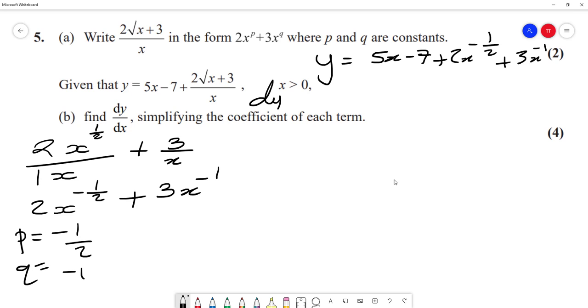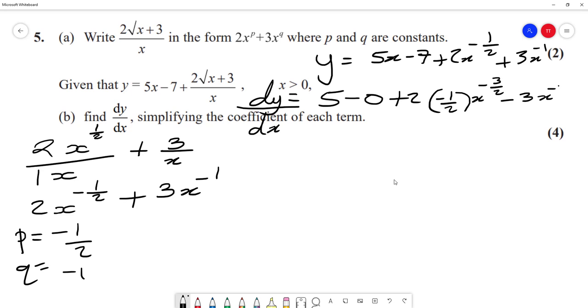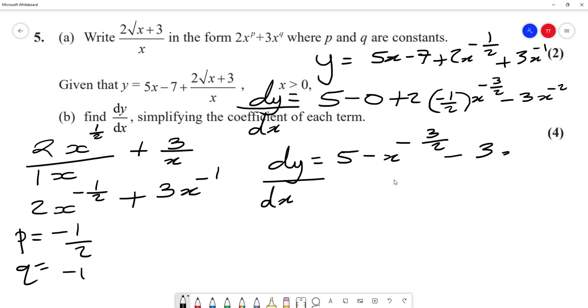So when we differentiate this, dy by dx, 5x differentiated simply gives me 5. The constant gives me 0, plus 2 bracket minus a half, bring the power down, minus 1 to the power, so you get minus 3 over 2, and minus 3x to the power minus 2. So dy by dx, my answer will be 5 minus x to the power minus 3 over 2 minus 3x to the power minus 2. And that's it.